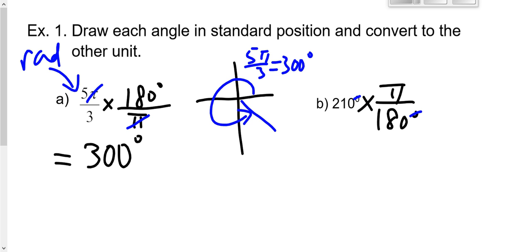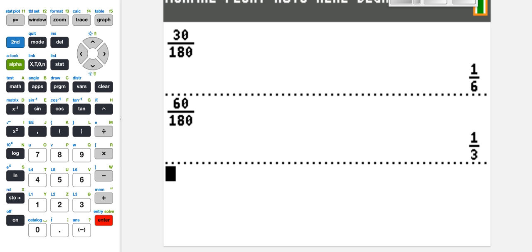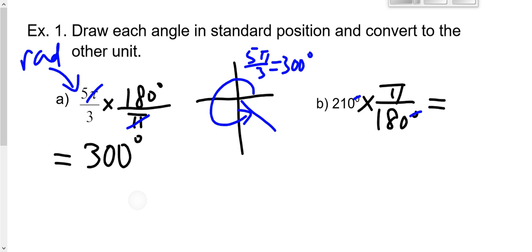So basically, you just plug this into your calculator, and I would strongly suggest you put that in fraction, the way that I just showed you on my graphing calculator, like this. I'm not going to show this to you again, so have a look. Okay, so if you plug this into your calculator, 210 over 180, that gives you 7 over 6, and just leave the pi there. So our answer is 7 pi over 6.